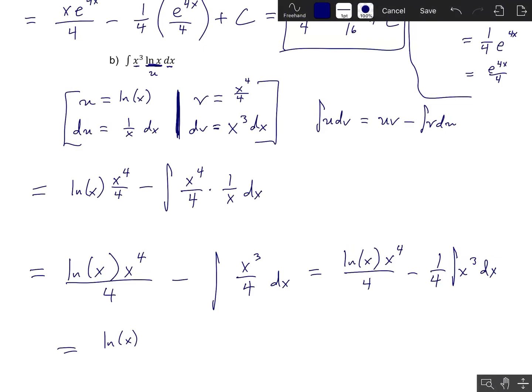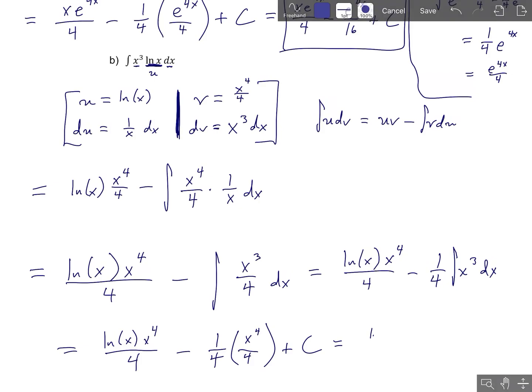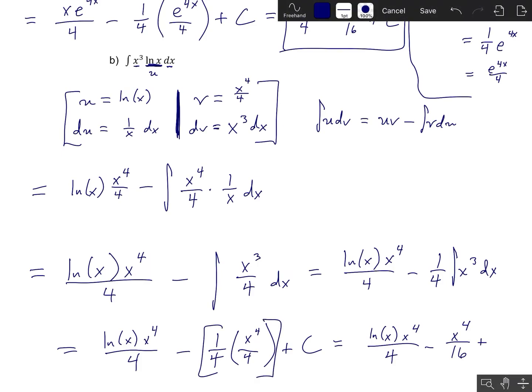And we know that the integral of x cubed is x to the 4th over 4. So this would be minus 1/4 of x to the 4th over 4. And because we just did an antiderivative, we need to add a c. So altogether, this ends up being ln x times x to the 4th divided by 4 minus x to the 4th over 16, if we just multiply the numerator and denominator here in this fraction, plus a c. And that's the integral that we're looking for. And you can check if you take the derivative of this that you do get x cubed times ln x.